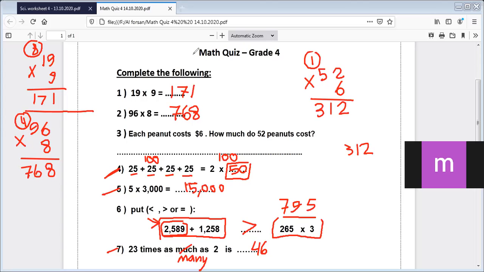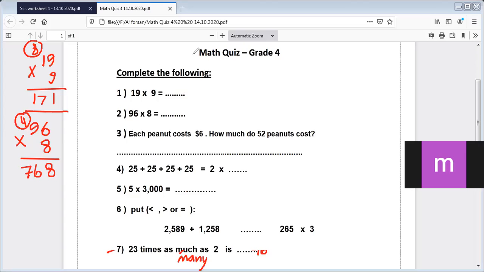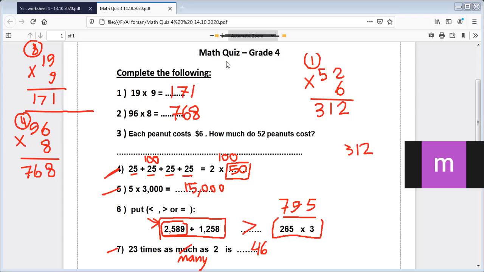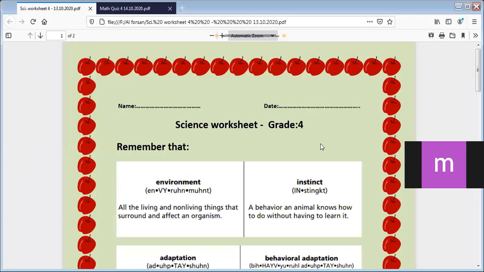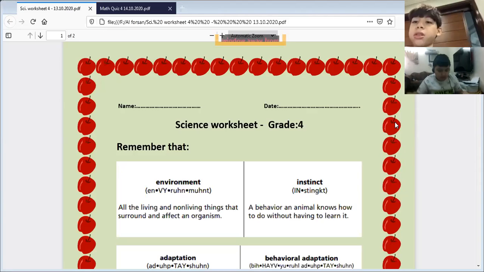Okay, now let's open this worksheet. Science worksheet. Open it, please. Okay. Danny?